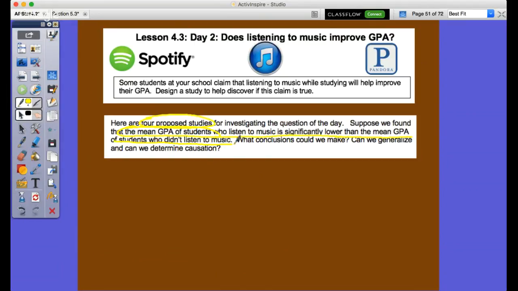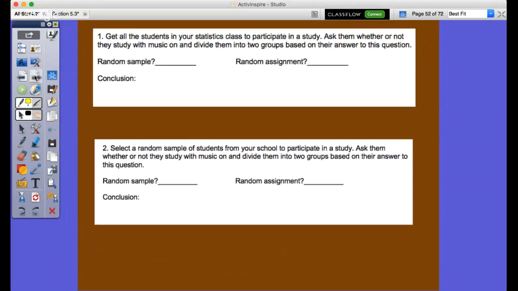The conclusion is what we could make based upon how we design each scenario. It really is based on how we designed it as to what we can infer, and that's what we're going to look at here. So let's take a look at scenario number 1. Again, the same result for each one of them: increased GPA for those that listen to music and decreased GPA for those that didn't.